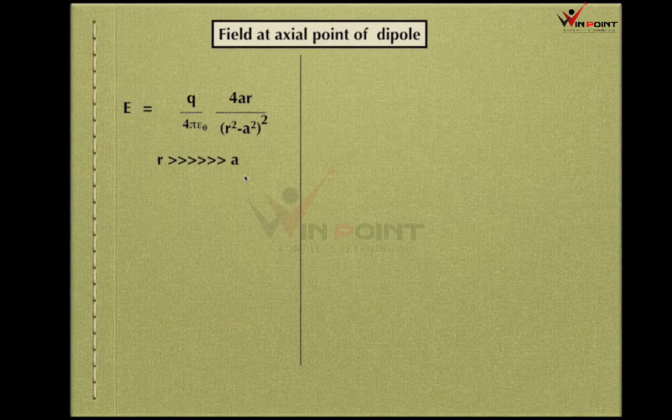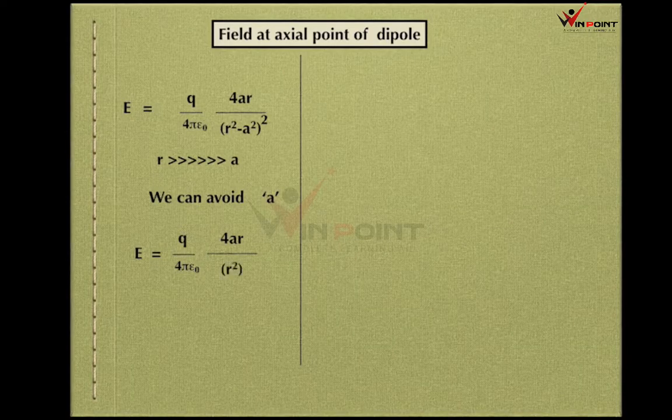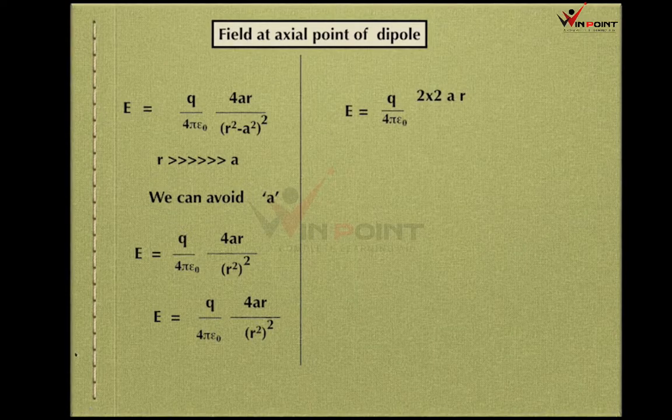And we are considering this value of r is too large compared to a. R is greater than a, so we can avoid the term a. So it will be equal to q by 4 pi epsilon 0, 4ar upon (r square) whole square, because this a we are avoiding. Equal to q by 4 pi epsilon 0, we are changing 4ar into 2 into 2ar, over (r square) whole square.